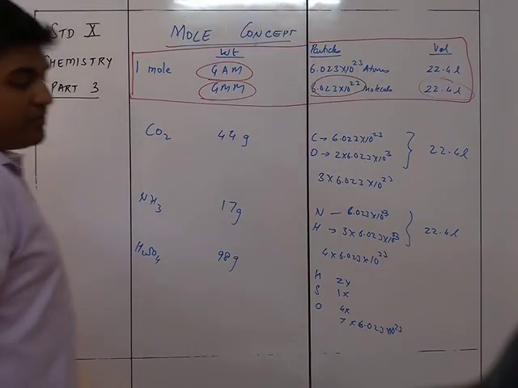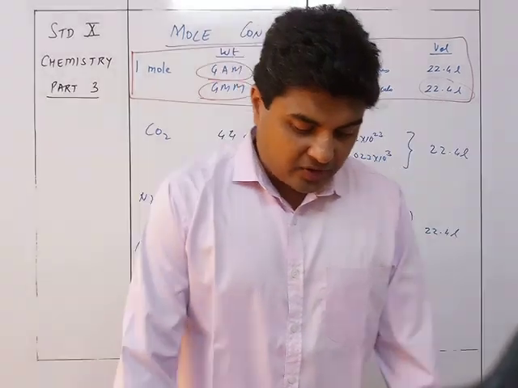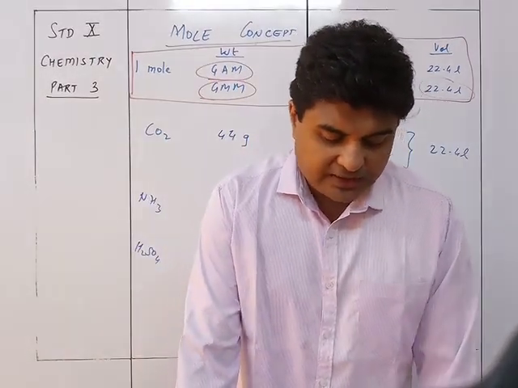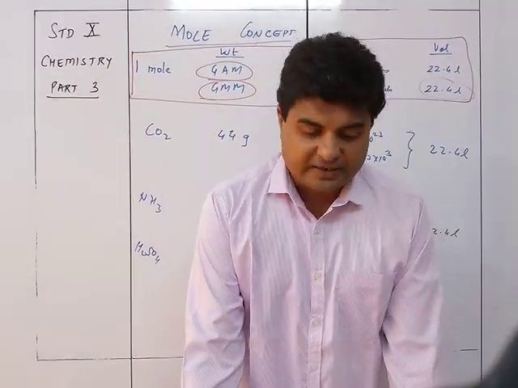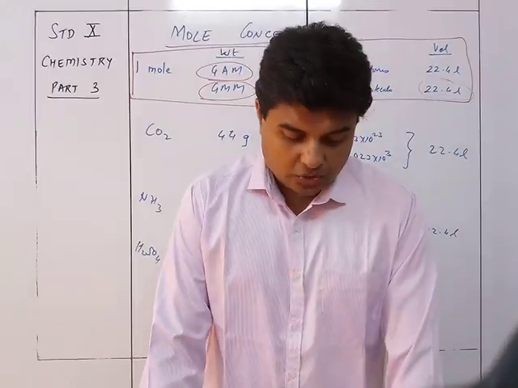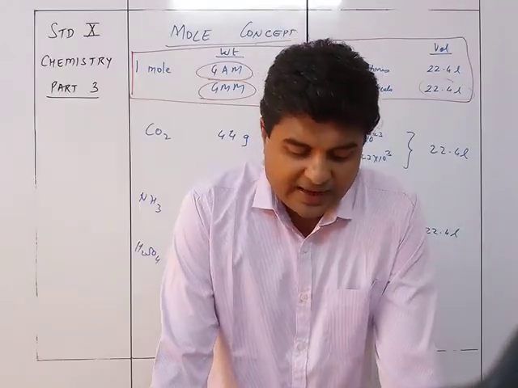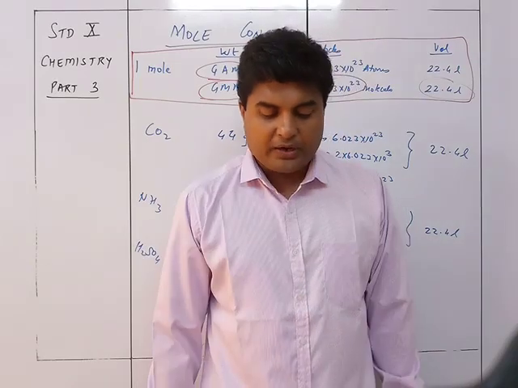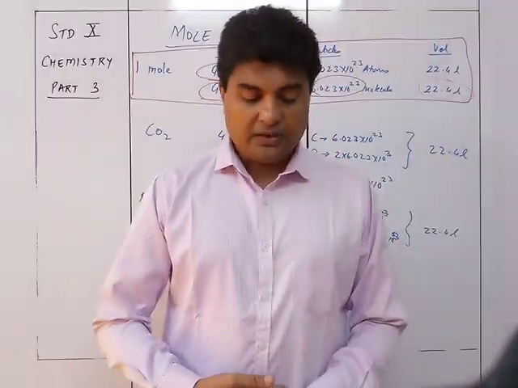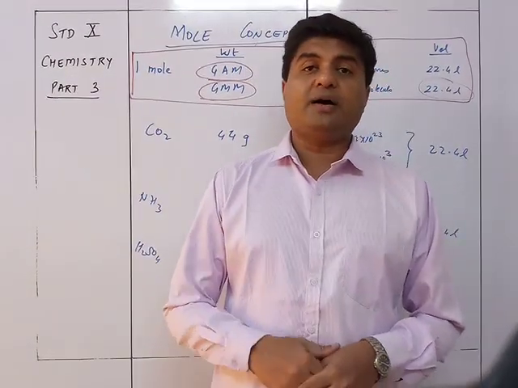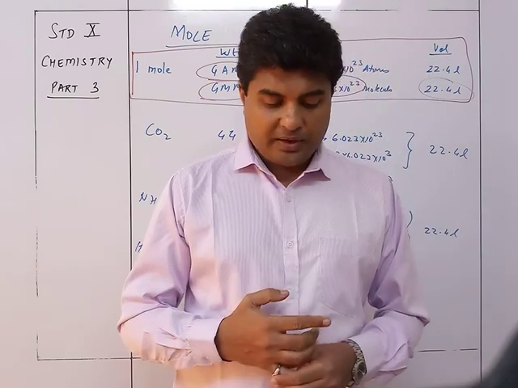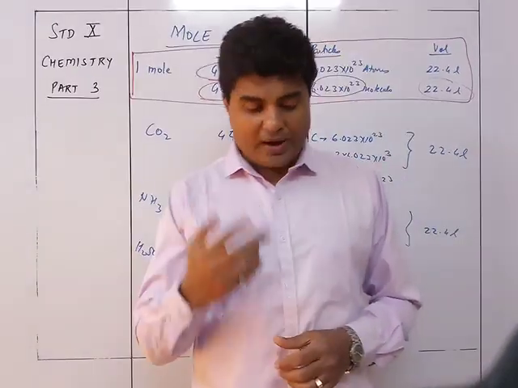So we continue with Avogadro's law and the applications of Avogadro's law. First of all is the determination of atomicity of the gas. Atomicity of a gas is the number of atoms present in one molecule of that element. If it is monoatomic, that means the molecule is made up of only one atom. If it is diatomic, the molecule is made up of two atoms.